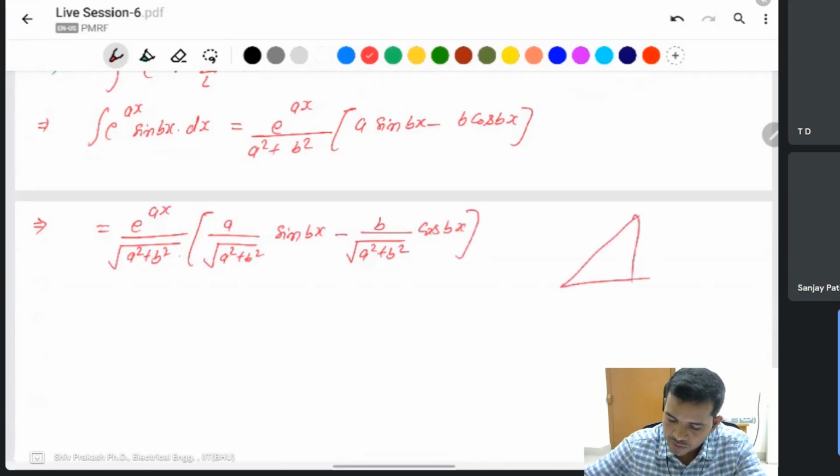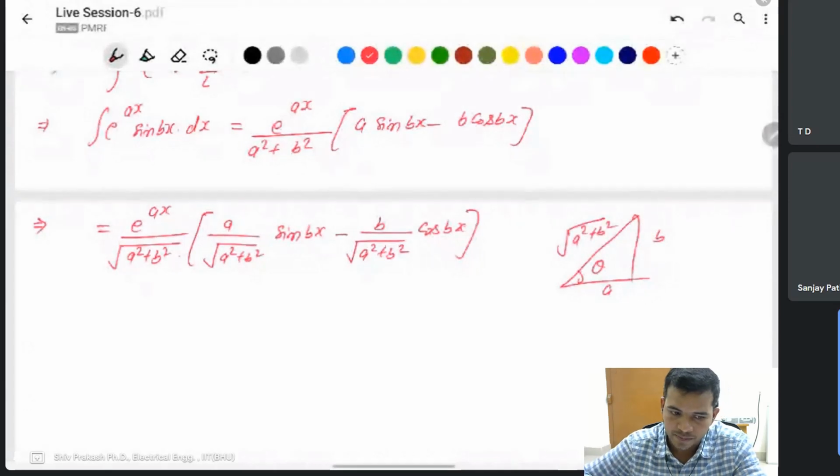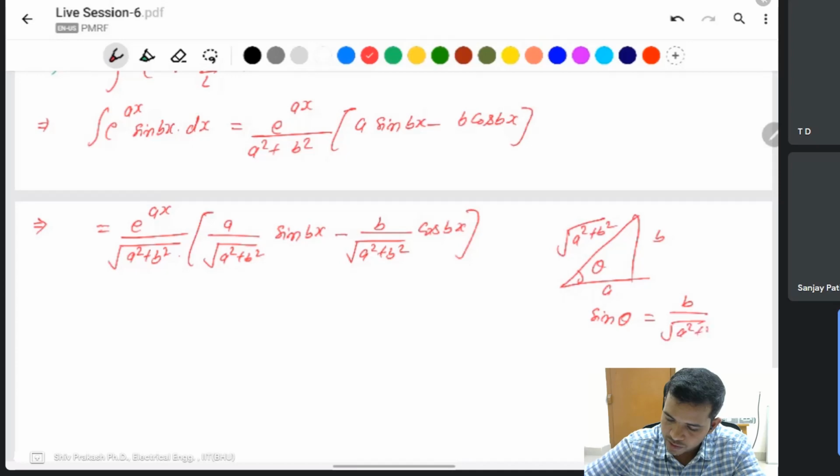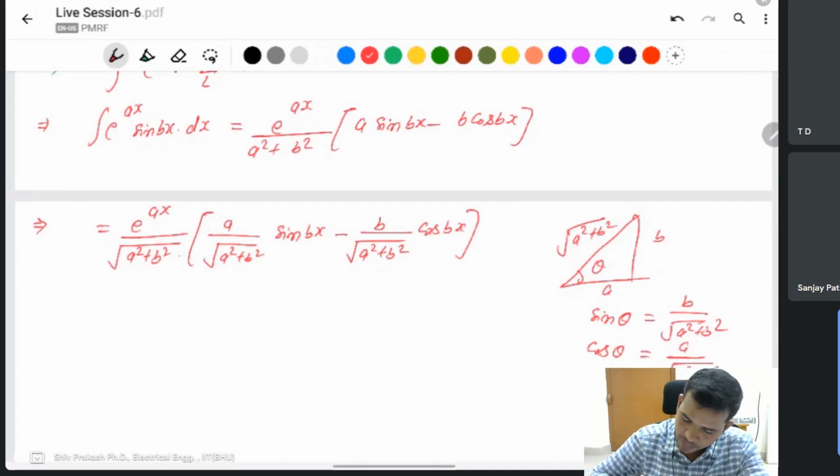In a right-angled triangle, with sides a and b, this one is theta, and the hypotenuse is root of a square plus b square. You can write sin theta equal to b by root of a square plus b square, and cos theta equal to a divided by root of a square plus b square. Something like this applies here.